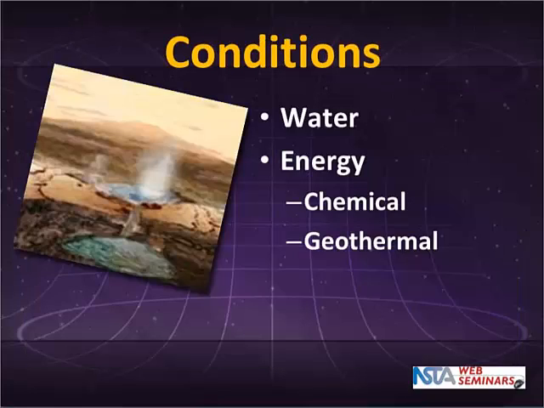Conditions. In order for life to evolve, the planet needs both water and energy. There are 2 forms of energy, chemical and geothermal. Chemical energy is the potential of a chemical substance to undergo a transformation through a chemical reaction or to transform other chemical substances. Geothermal is thermal energy that is generated and actually stored in the earth.